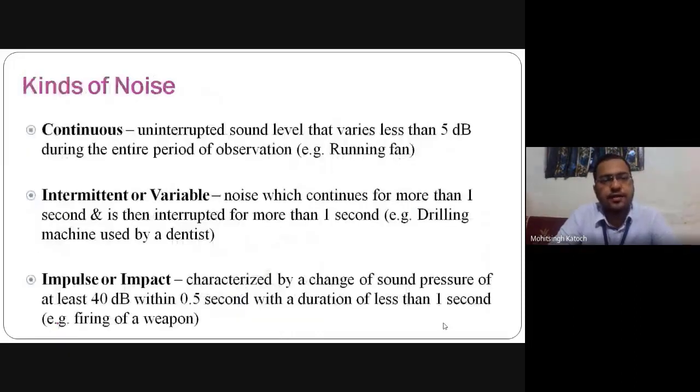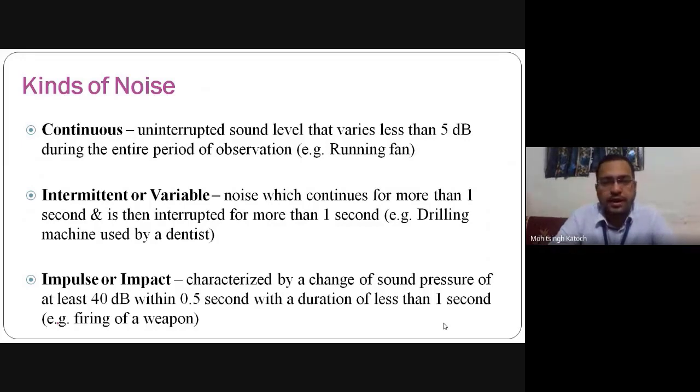After the characteristics, we will now see what are various types of noises. So noise can be classified into three major types. First one is continuous noise. Second one is intermittent noise, which is also known as variable noise. And third type of noise is impulse or impact noise.